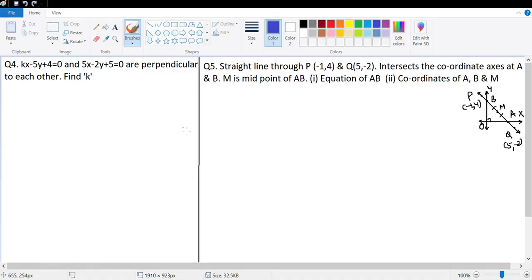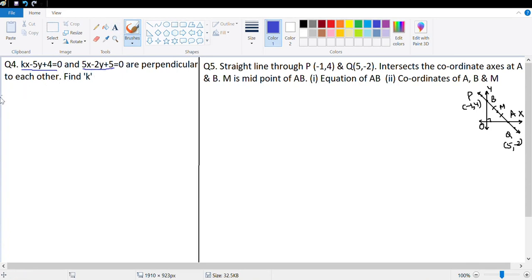Hi guys, let's look at the next question. Next question is question number 4. Find the value of k for which these two lines are perpendicular to each other. Since these two lines are perpendicular, m1 times m2 will be equal to -1.